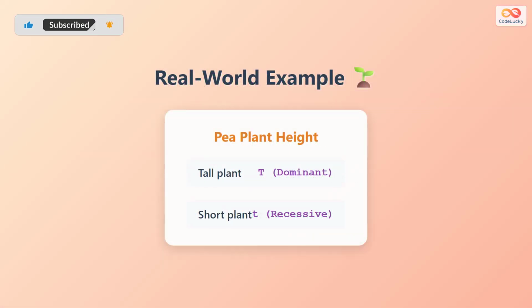Let's look at a real-world example using pea plants. In pea plants, the gene for height has two alleles. The allele for tall plants is represented by capital T and is dominant. The allele for short plants is represented by lowercase t and is recessive. This is the same example that Gregor Mendel, the father of genetics, used in his groundbreaking experiments in the 1800s.